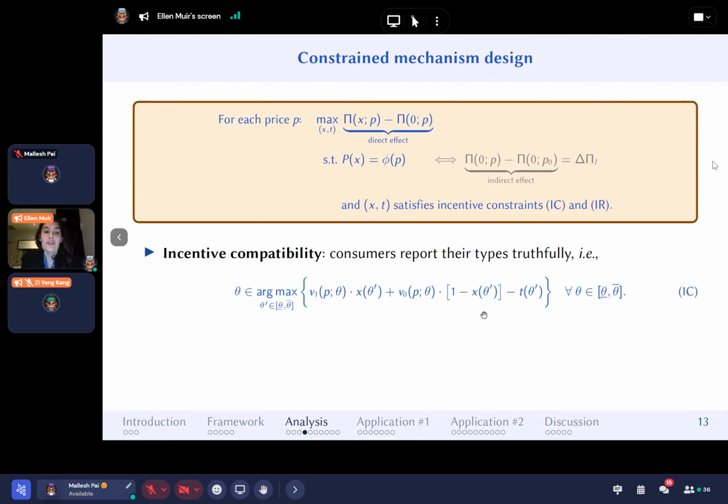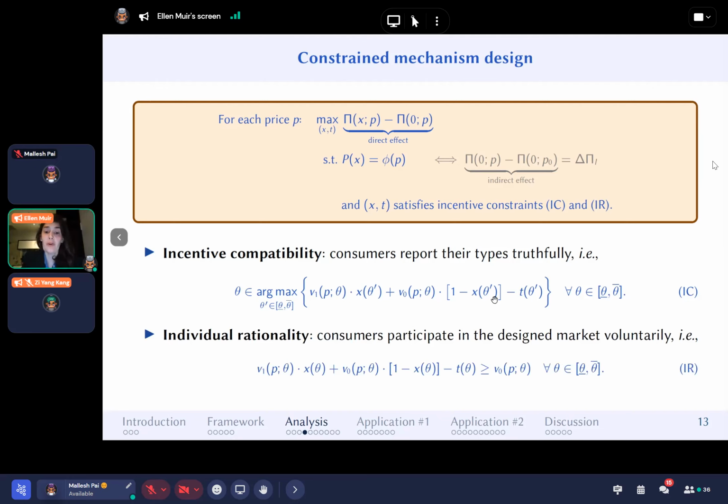So if the agent chooses to report a type theta prime, but their true type is actually theta, then these continuation payoffs depend on the true type, but the actual realized allocation and the payment that's made to the planner depend on the type that the consumer actually reported. And then what we want is this expression to be maximized under truthful reporting, so when the agent actually reports their true type, theta prime equal to theta. So that's the incentive compatibility constraint. And I guess the main part, which is sort of non-standard, is this component which depends on 1 minus the allocation rule.